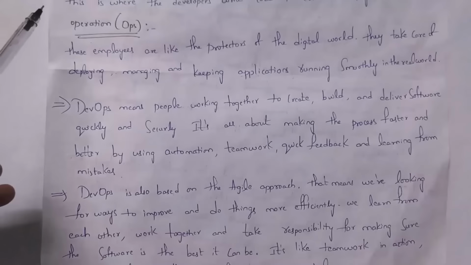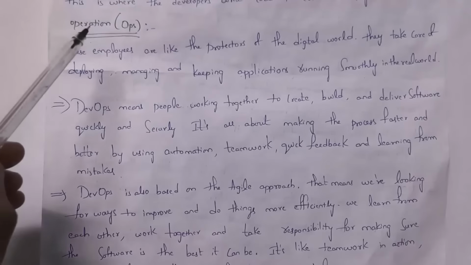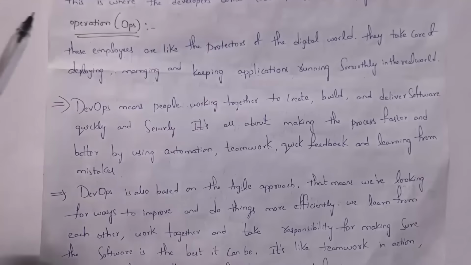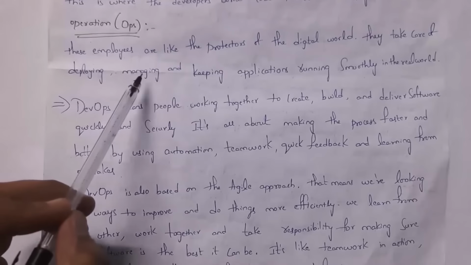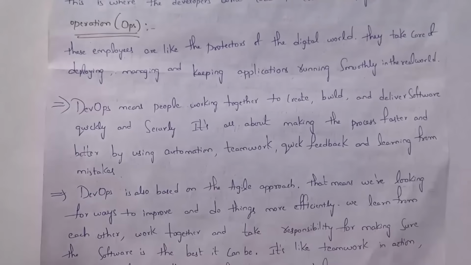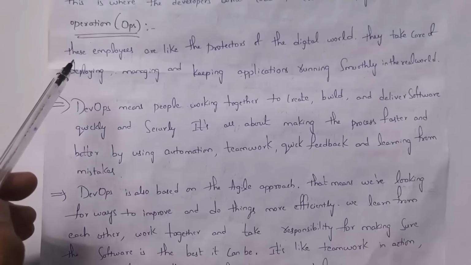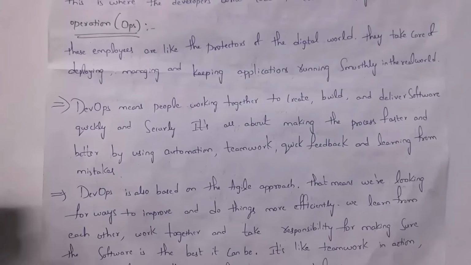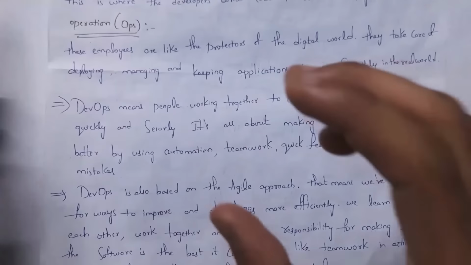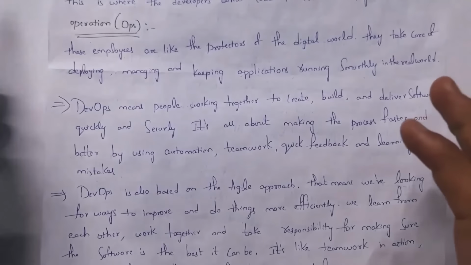Next I will explain the role of the operations team. Employees in the operations team are like the protectors of the digital world. That is, they will take care of deployment, managing and keeping the application running smoothly in the real world. This operations team will deploy. Deploy is nothing but placing our application in one server. Whenever the operations team places software in a particular server, users can access that application.